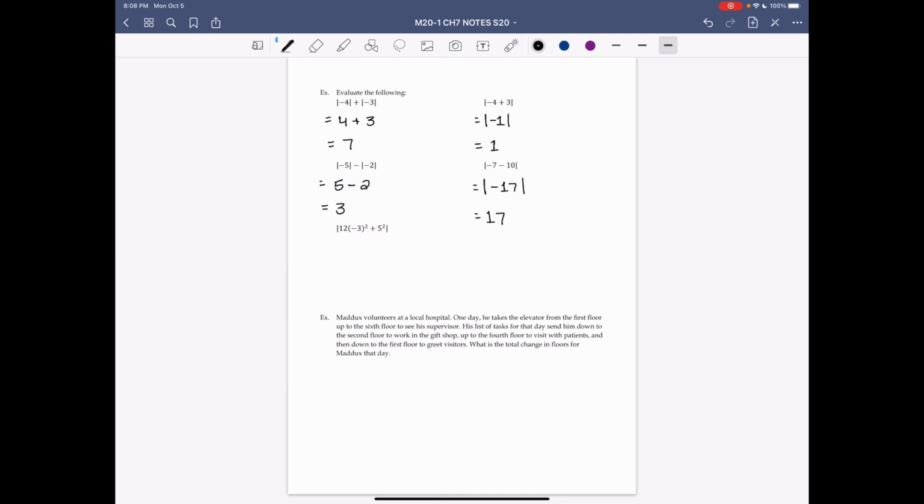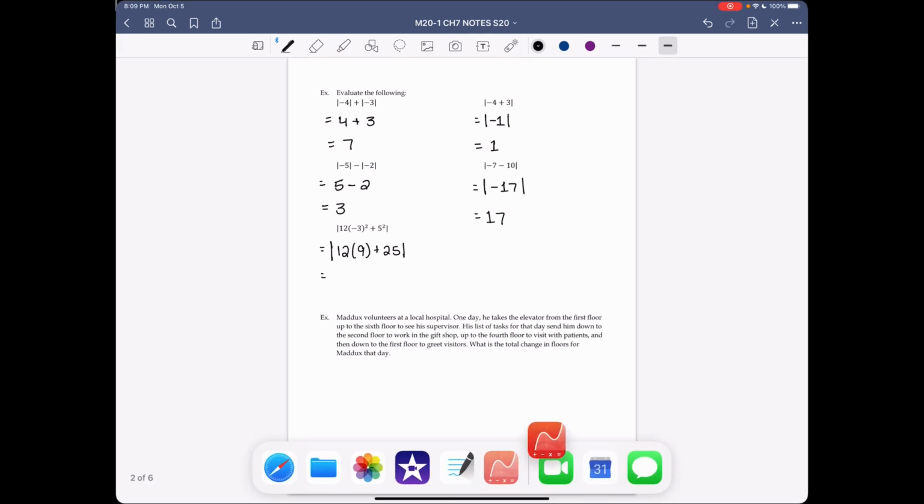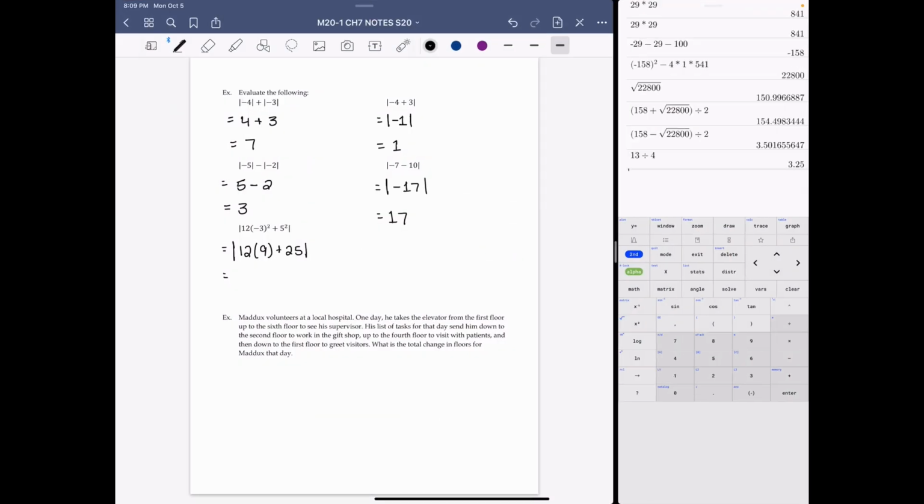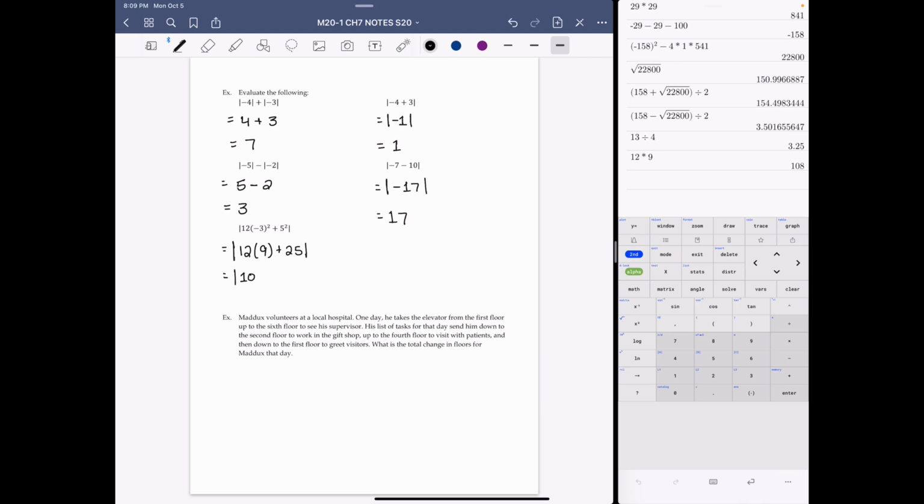Absolute value of 12 times negative 3 squared plus 5 squared. Negative 3 squared is 9. Plus 5 squared is 25. Twelve times 9 is 108. Absolute value of 108 plus 25. Plus 25 is 133. Absolute value of 133 equals 133.